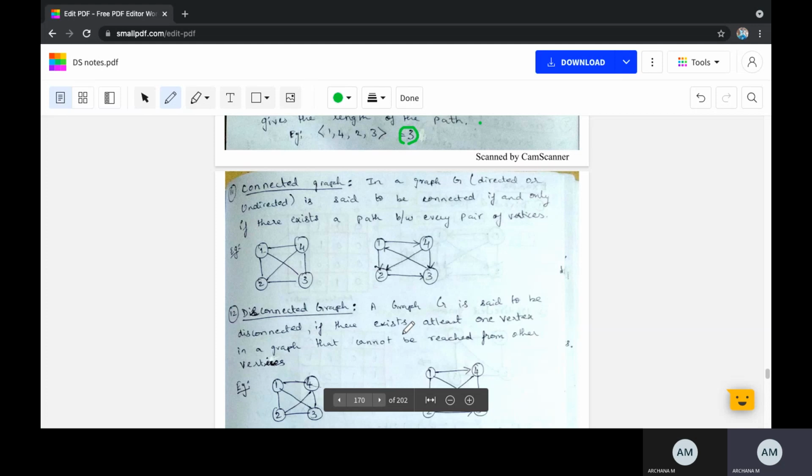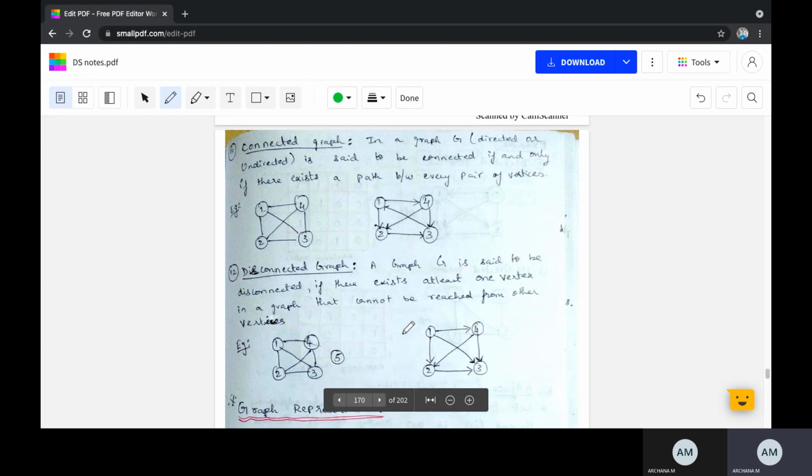Then we have connected graph and disconnected graph. A graph G is directed or undirected. You can take either directed or undirected. It's said to be connected if and only if there exists a path between every pair of vertices. Now look here, there is a path between every pair of vertices. There will be an edge. One is connected to 4, one is connected to 2, one is connected to 3. Or there will be an edge between each and every pair of the vertices. That is a connected graph.